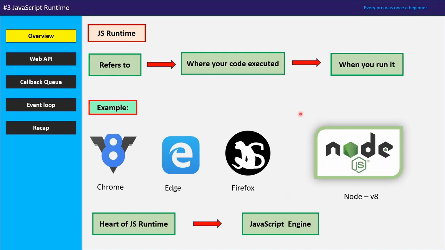But we can use our JavaScript outside the browser, right? We saw this in the previous video. So if you are using Node, your code is executed in the Chrome V8 engine, because Node.js is using the Chrome V8 engine. So we understood that the heart of the JavaScript runtime is the JavaScript engine, right?